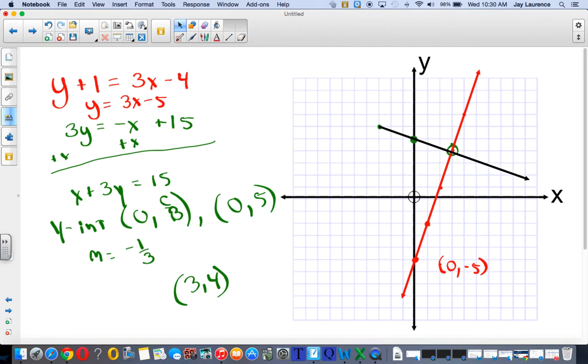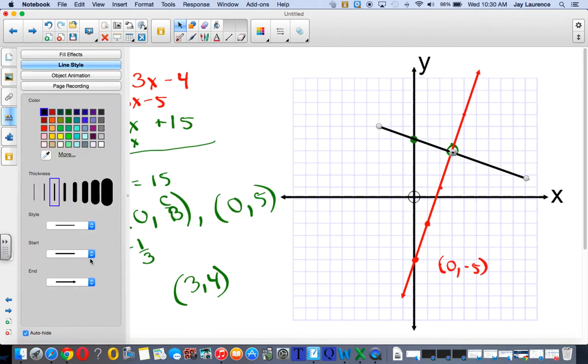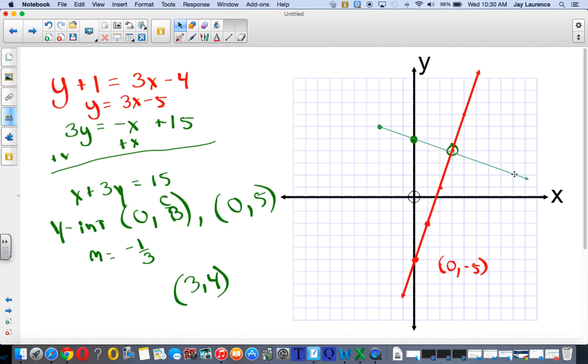Let me just finish graphing so that it looks pretty. It looks pretty, oh so pretty. And there we go. Okay, it's off a little bit just because of my own carelessness. There, now it's even better. All right, so pretty simple stuff.